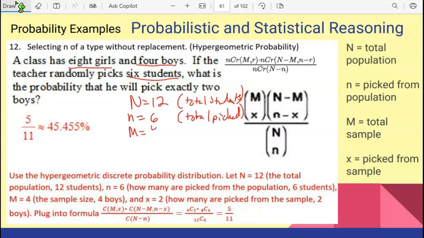Capital M is going to equal 4. That's the sample size, which was boys. And then x equals 2. How many boys are picked from the sample?